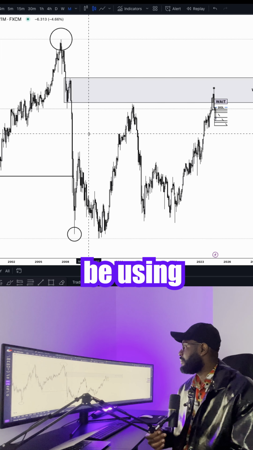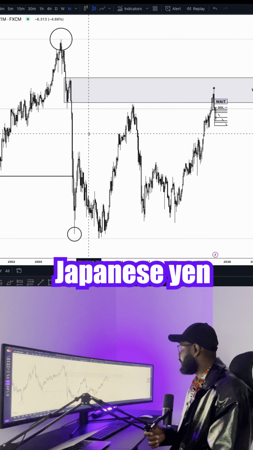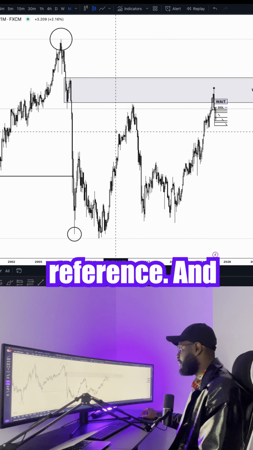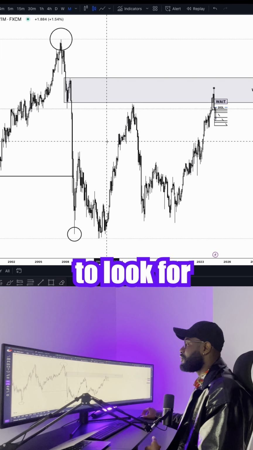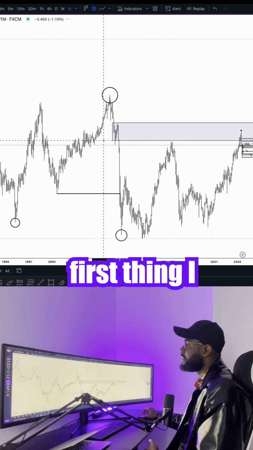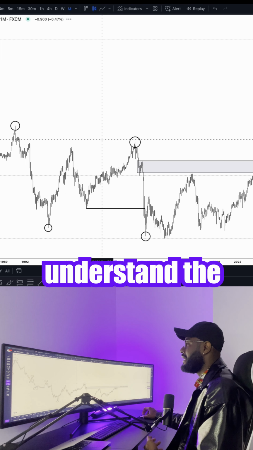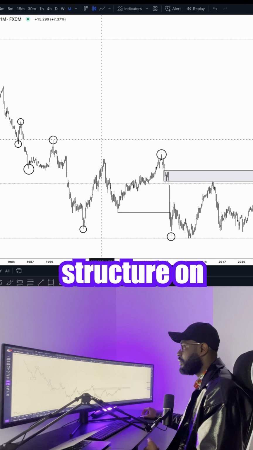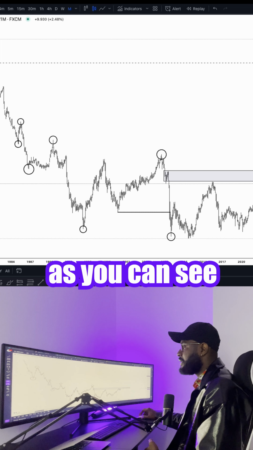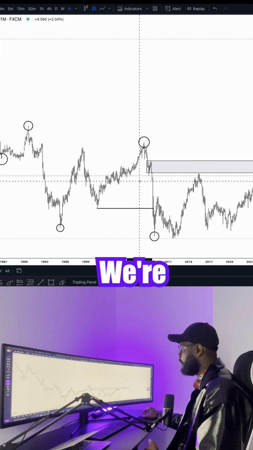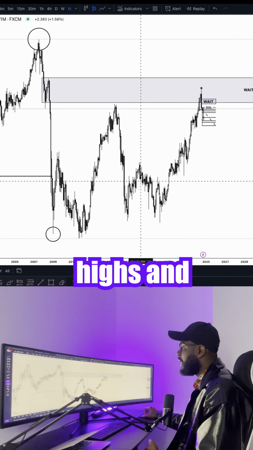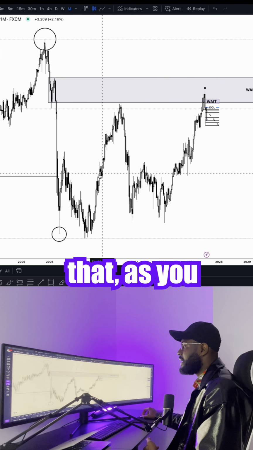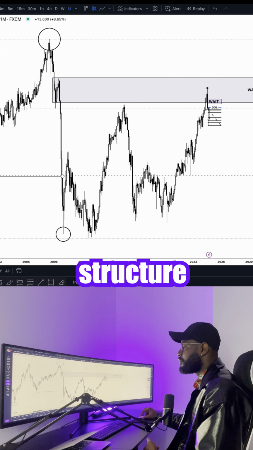And in this video, we're going to be using British pound, Japanese yen as a point of reference. Before I start to look for multiple entries, the first thing I do is to understand the overall market structure on the monthly time frame. And as you can see right here, we're consistently creating lower highs and lower lows. And after that, we broke structure right here.